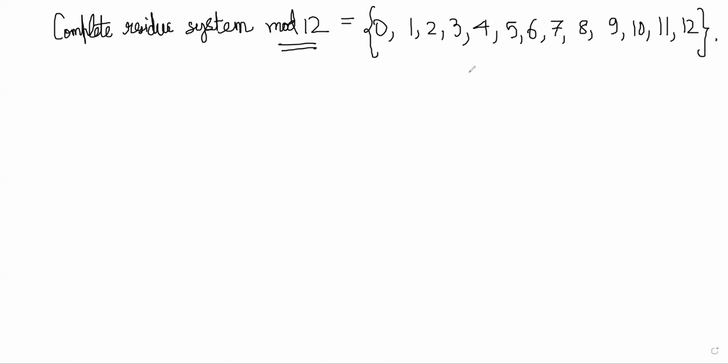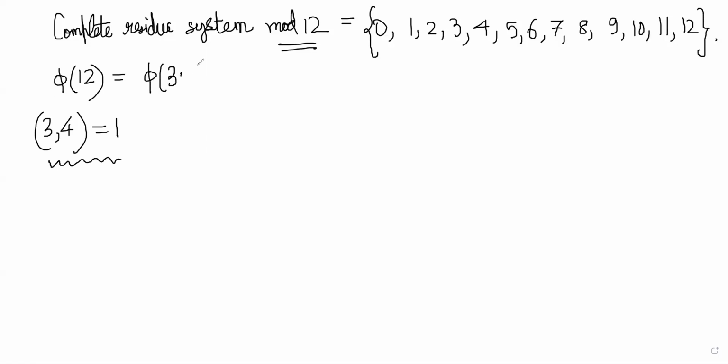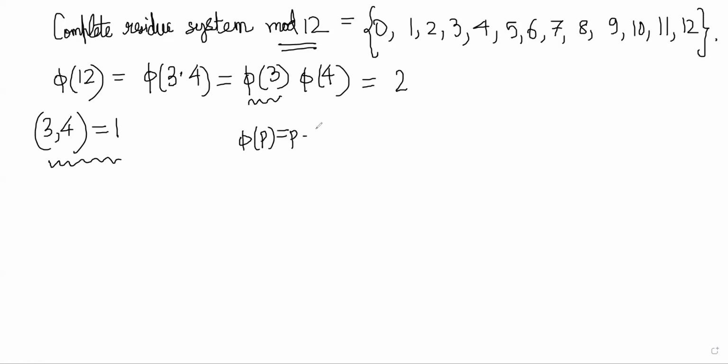Now let's think about what is phi of 12, right? Since 3 and 4 are co-prime with each other, the GCD of 3 and 4 is 1, so we can use the multiplicative property and say that 12 is 3 into 4. So phi of 12 will be equal to phi of 3 into phi of 4, right? And now 3 is a prime, so phi of 3 will be 2, because phi of prime should be p minus 1.